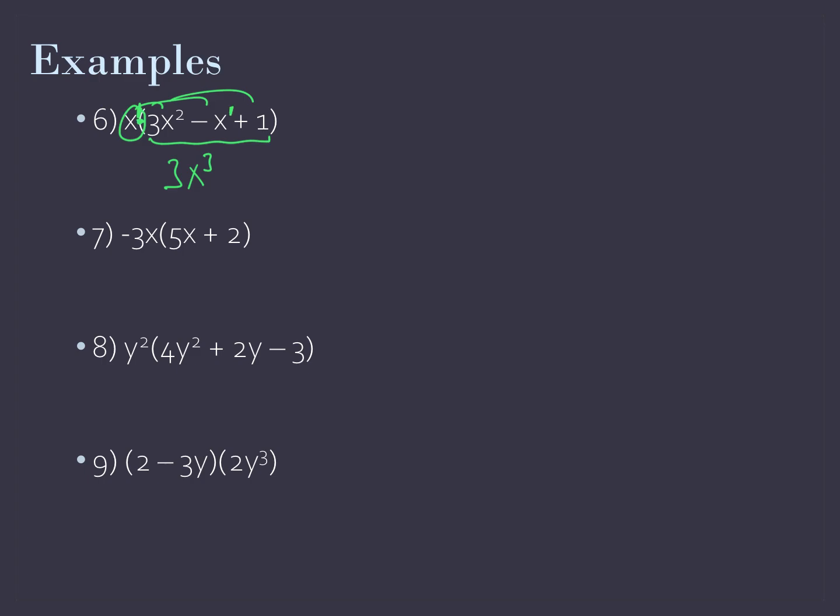Same thing over here. I have a minus x to the first. That's going to get me a minus x squared. And then I have a minus x, right? 1 times x is just x. And there's nothing more you can do to that, so you leave it like this.